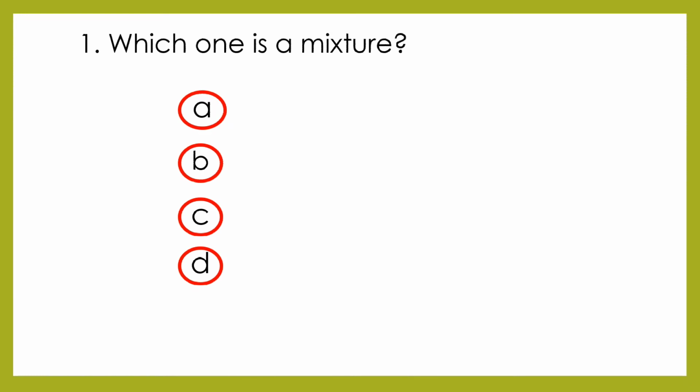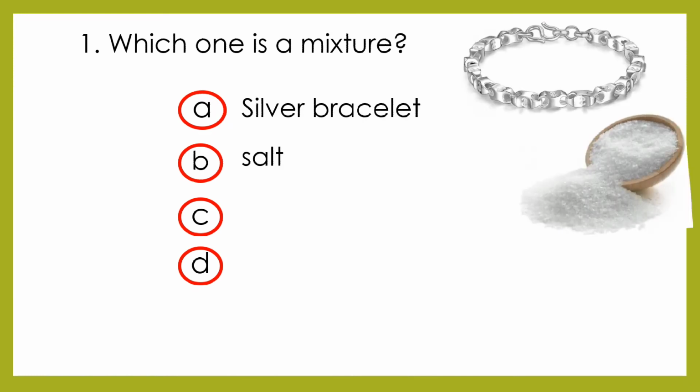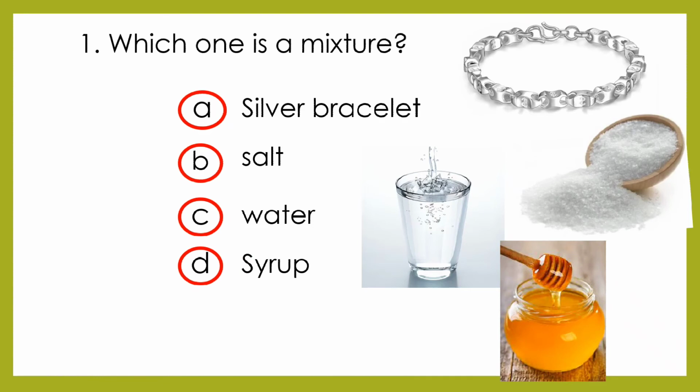Letter A, we have the silver bracelet. Letter B, we have the salt. Letter C, we have water. And letter D, we have the syrup. So which one is a mixture? Again, you will just have to write the letter of the correct answer.